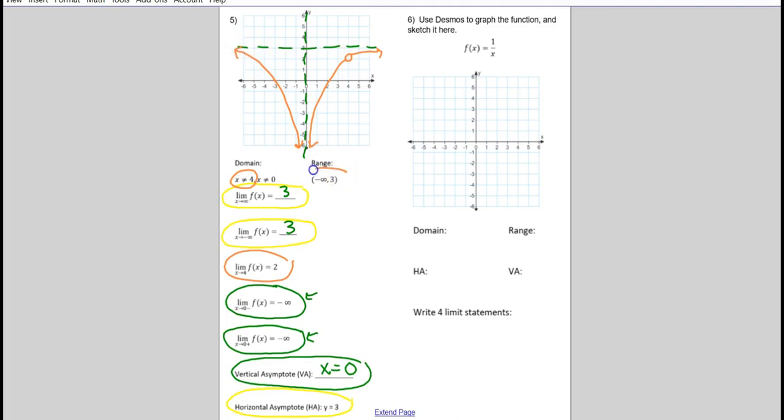And then let's look at the range. Does what we drew match with our range? Certainly looks like it. Y values from negative infinity to 3.